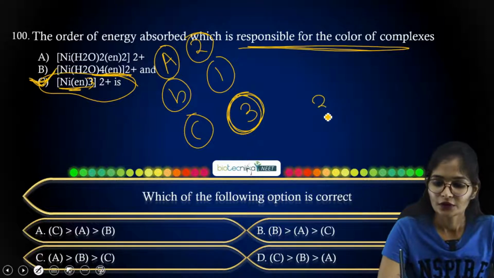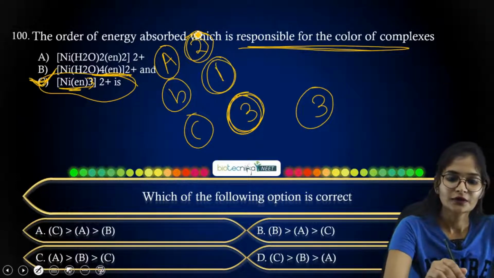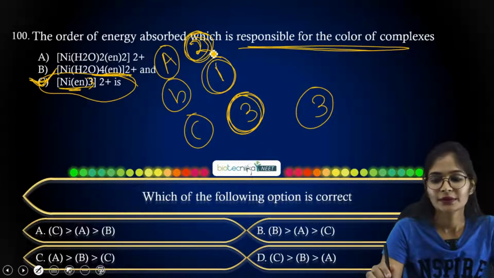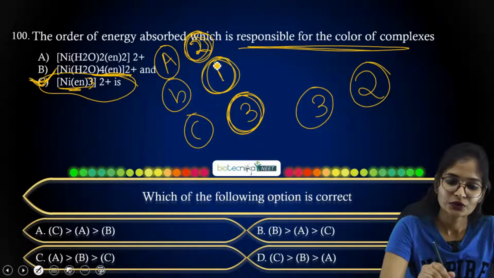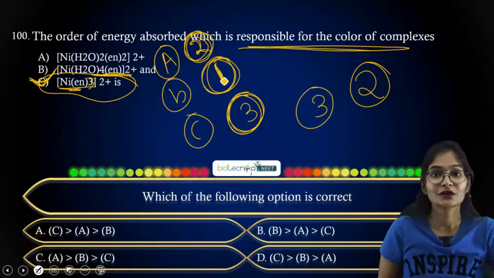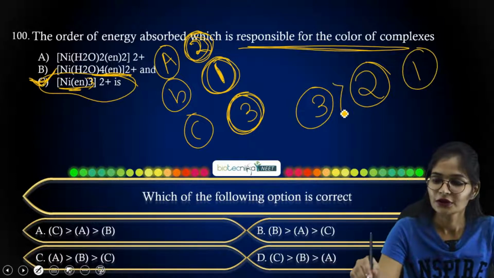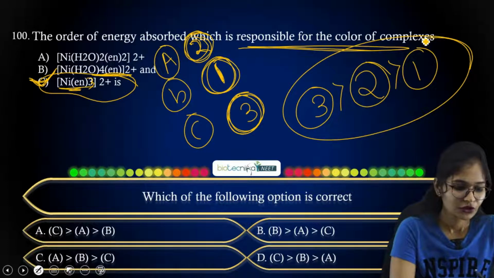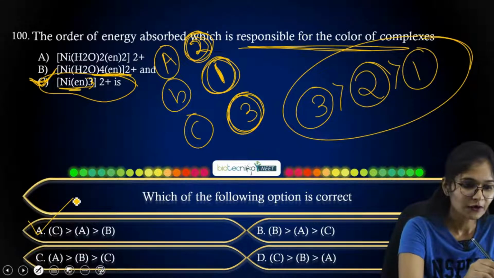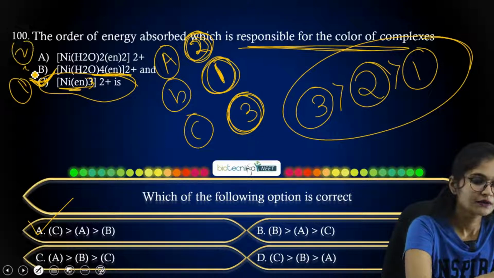Now you have three, then you have 2 and 1. Here in your option you have 2 ethylene diamine, so I have to consider the 2 ethylene diamine complex next. And at last you are going to consider the complex which has only one ethylene diamine. So the priority order is 3, 2, 1, right? So the answer will be what? Your CAB. That is C first, then A, then B.